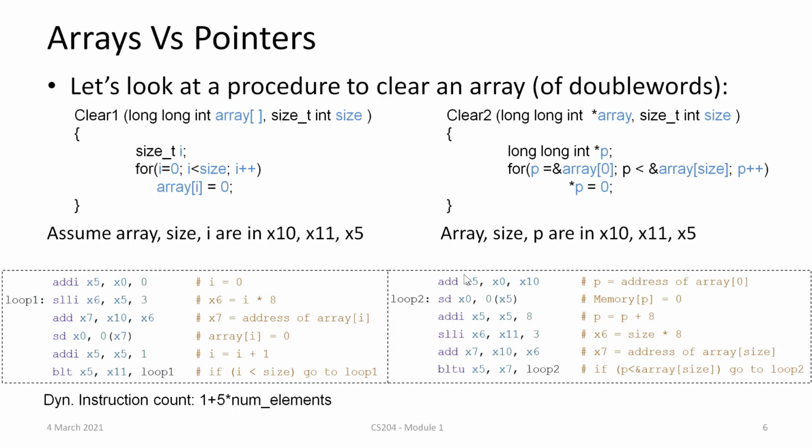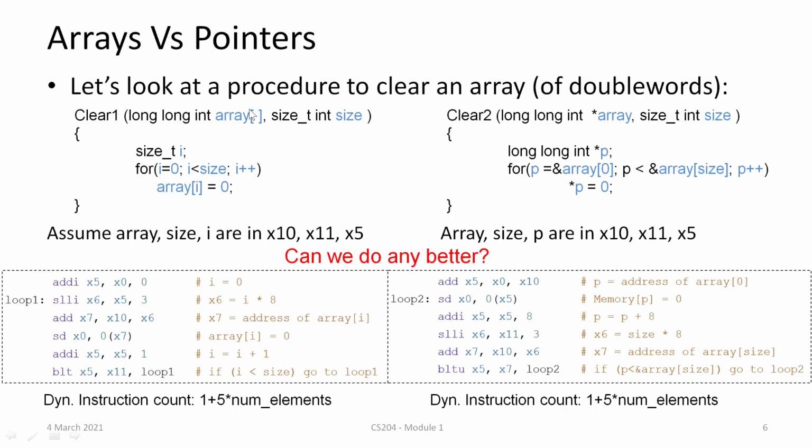Here too, the first instruction will be executed only once, and for each element of the array, SD, ADDI, SLLI, ADD, BLTU will be executed once each. So the dynamic instruction count will look similar to that of the pass by value. In both cases, we have to execute 51 instructions for an array of 10 elements. Now the question is, can we do any better, or can the compiler do any better when it is generating the machine code?